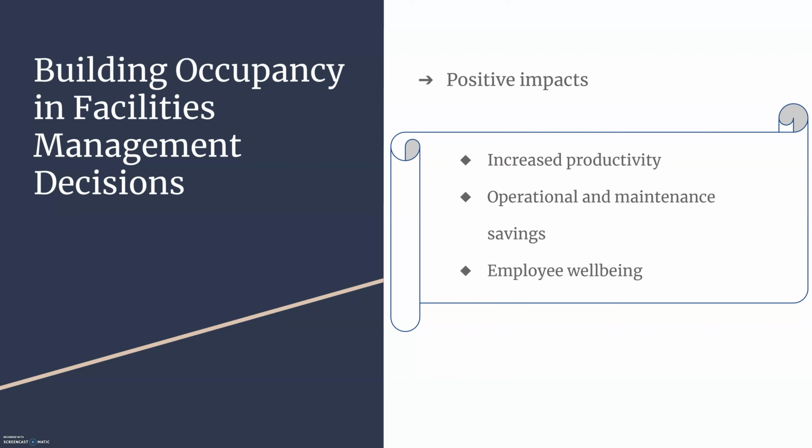Therefore, one way that proper building occupancy planning impacts facility management decisions is by enabling employees to feel control over their space and time, overall improving their happiness at work. Of course, there are other ways that building occupancy data can help facility management make decisions, but these are a few of the more prevalent.